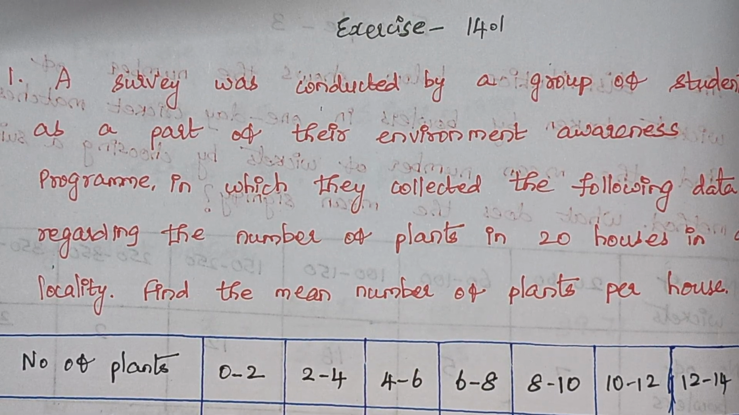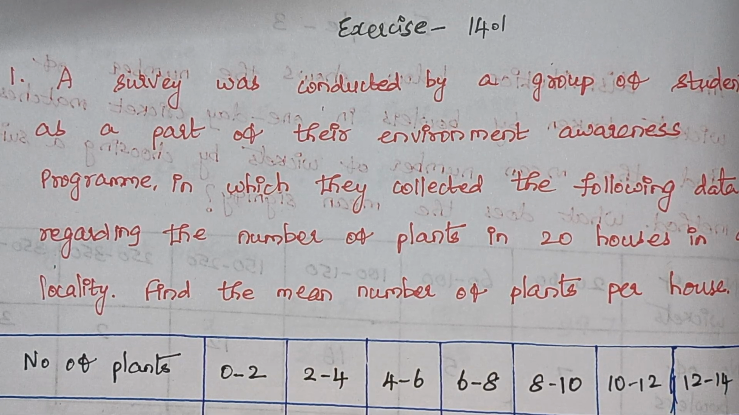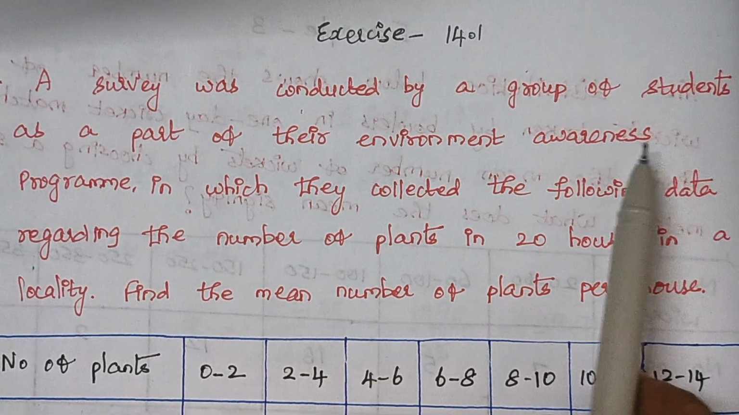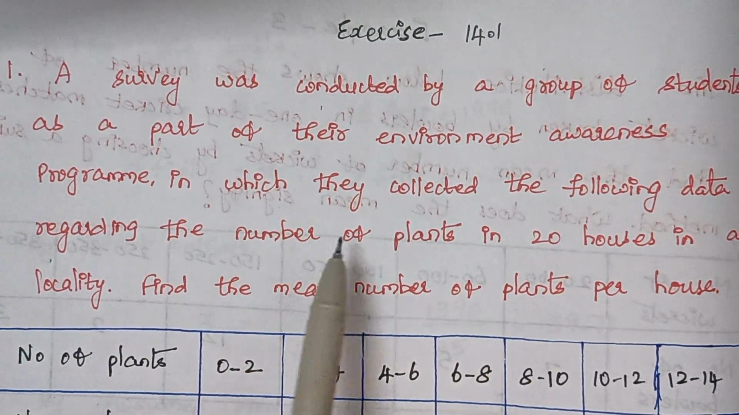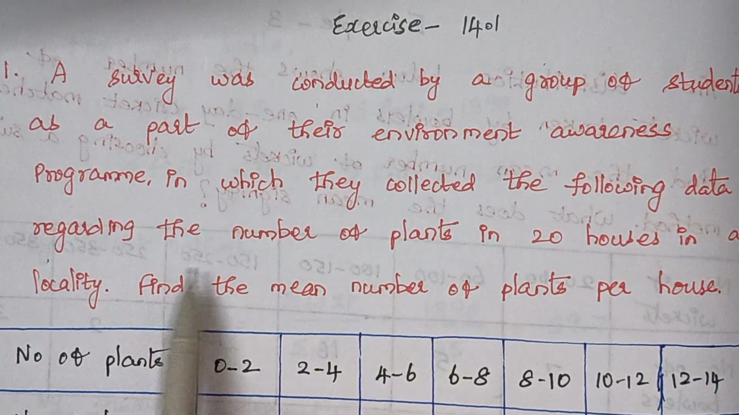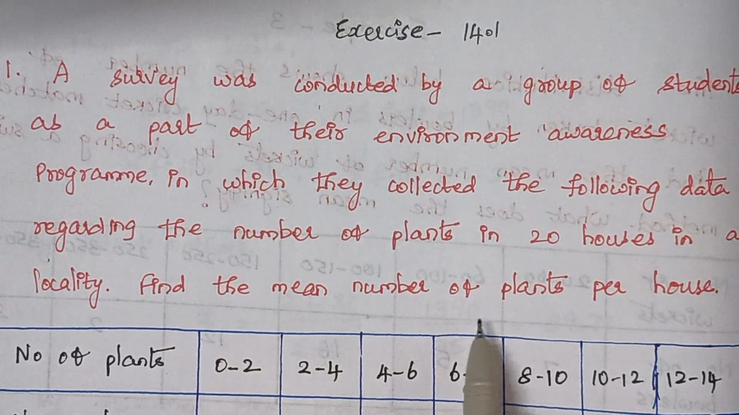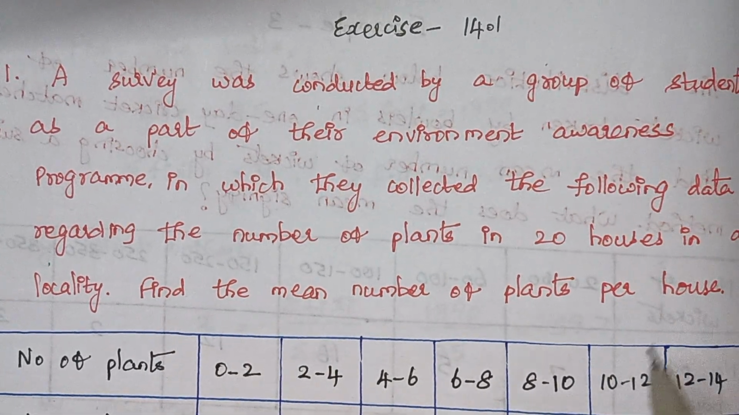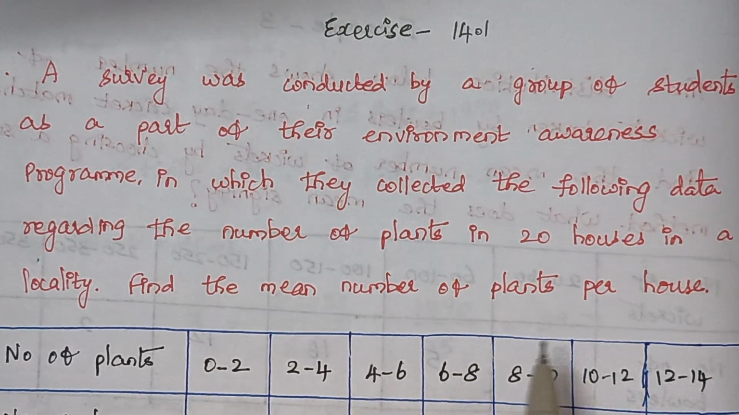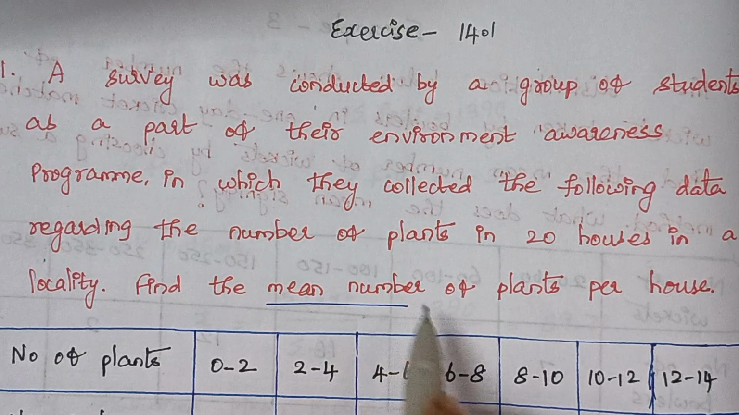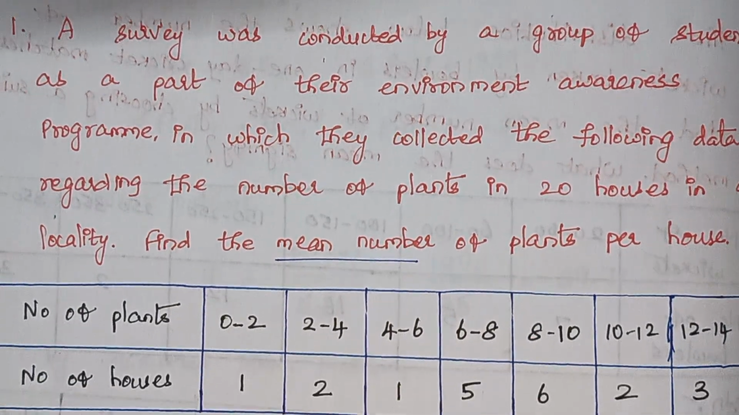Today we are going to solve problems 1 and 2 in exercise 14.1. The problem is: a survey was conducted by a group of students as a part of their environment awareness program, in which they collected the following data regarding the number of plants in 20 houses in a locality. Find the mean number of plants per house. So here again the tabulation is given, and we have to find the mean number of plants per house. This is the given tabulation.